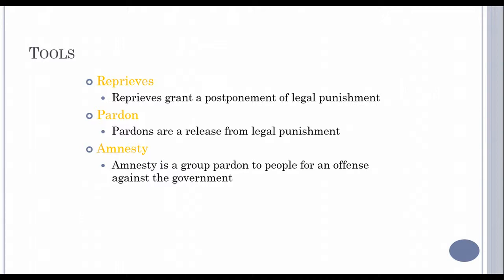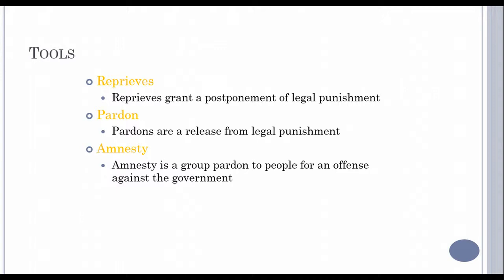Okay? So say I'm about to be executed tomorrow. The president can grant a reprieve if new information has come up, and they can say, okay, let's not do this execution yet. Let's give them a little bit more time to gather more evidence. Okay? A pardon is a release from legal punishment. So even if you've been convicted and you're serving jail time, the president can pardon you whenever they want to. Alright? And then amnesty. Amnesty is a group pardon.